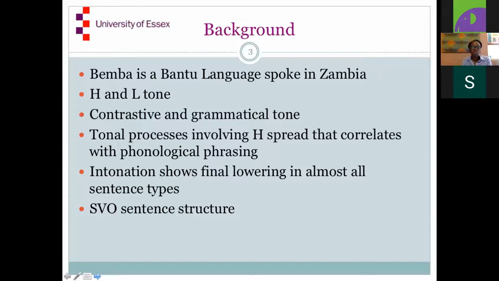The most significant and common characteristic in the intonation of Bemba, from what we know so far, is that there tends to be final lowering in almost all sentence types, at least in the work that we have so far. Declarative sentences are going to have final lowering, the same thing with questions, and other embedded clauses also tend to have final lowering. In terms of sentence structure, like all Bantu languages, it's SVO.